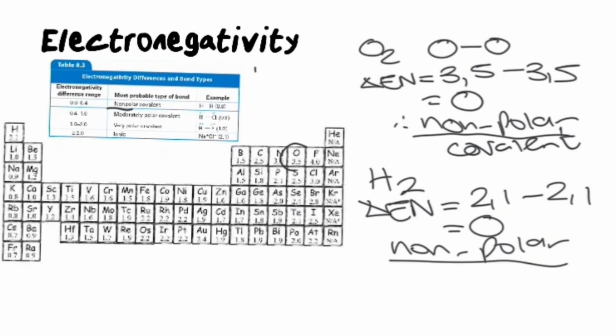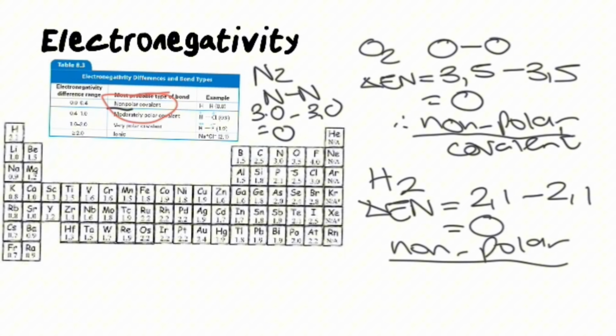Right, let's try N2, which is nitrogen. It has a nitrogen-nitrogen bond. That's the Cooper model. And it is 3.0 minus 3.0. I'm just going to erase that so that you can see. And then that will also give me 0. So I can see when it is a diatomic molecule that the electronegativity difference is 0, thus making it a non-polar covalent bond. That is very, very important.